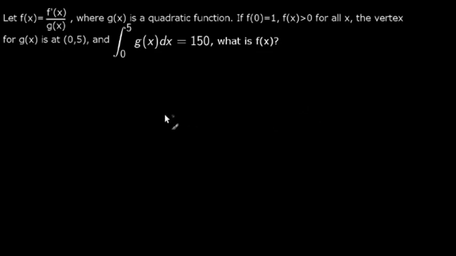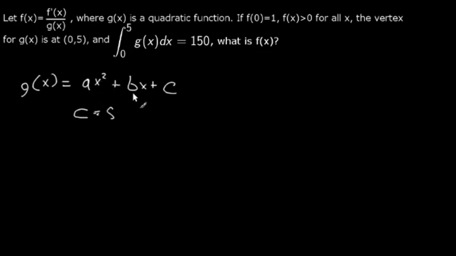Alright, so first thing we should do is find out what g of x is. So we're given that g of x is a quadratic function. So let's just write it in the standard form. g of x is equal to ax squared plus bx plus c. And we are given quite a bit of information here. We know g of x has its vertex at (0, 5). So we know straight away that the c value is 5.